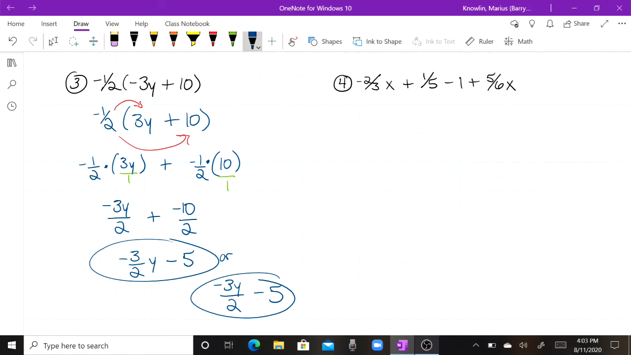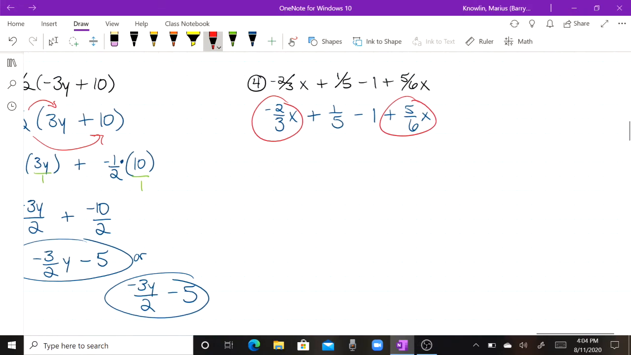Number 4 reads negative 2/3 x plus 1/5 minus 1 plus 5/6 x. Okay, so one more time. Negative 2/3 x plus 1/5 minus 1 plus 5/6 x. Well, first and foremost, we look for parentheses. We don't have any, so I know I don't have to distribute. But I do have like terms. I have a negative 2/3 x and I have a positive 5/6 x.